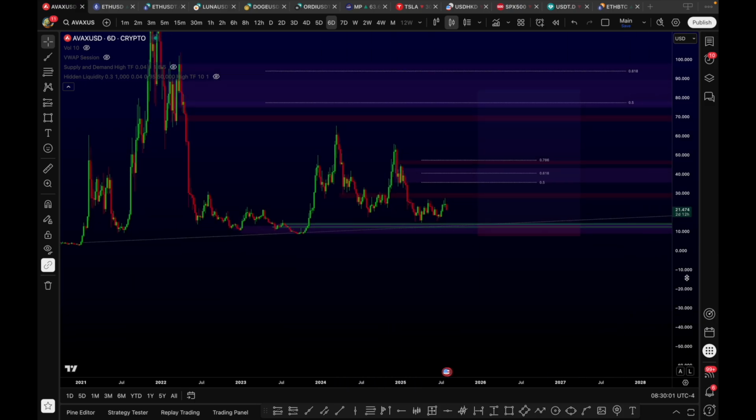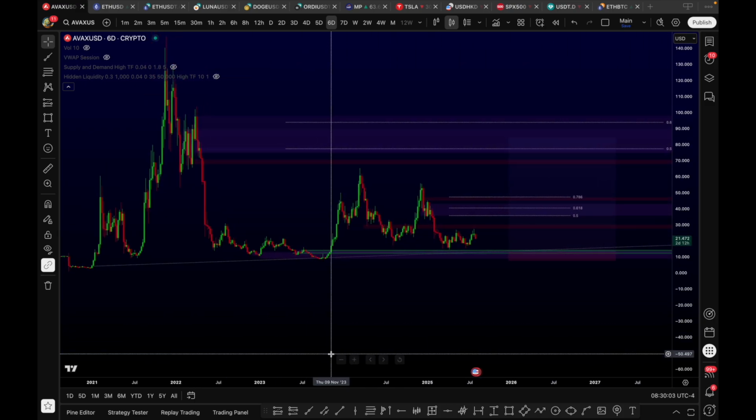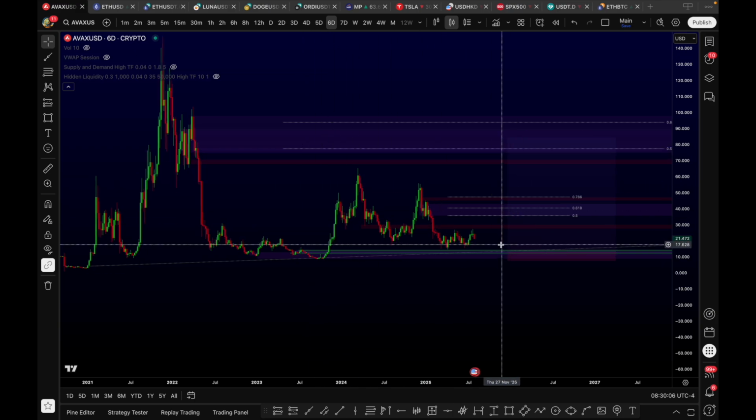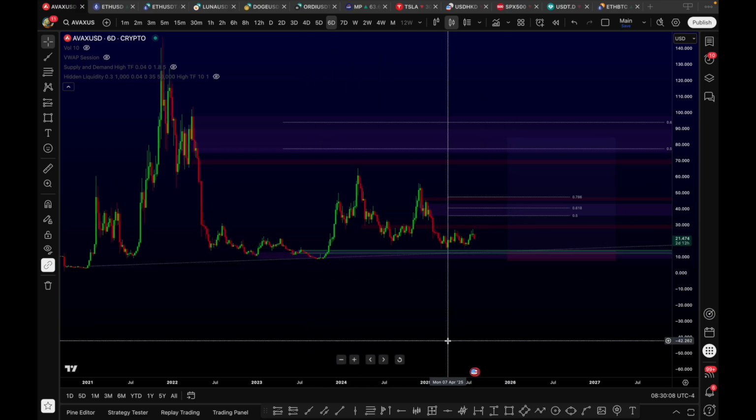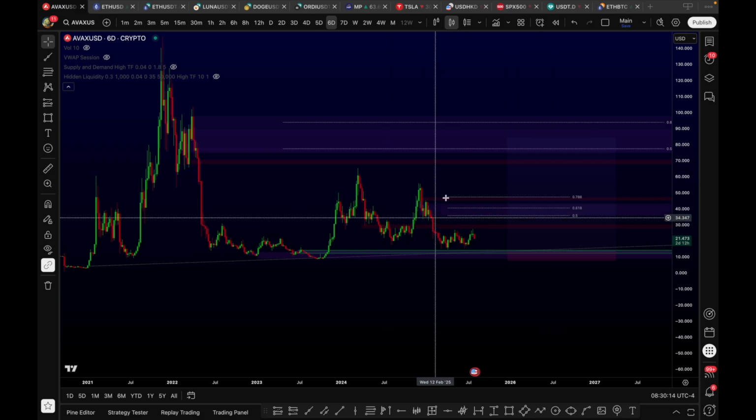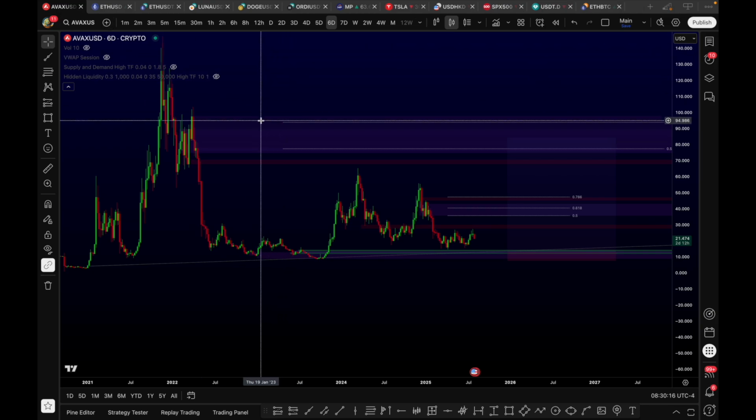And this is how I would treat this trade or this asset here. But yeah, I don't trade AVAX, so I'm not very interested in this anyway. But yeah, this is how I would look at AVAX.